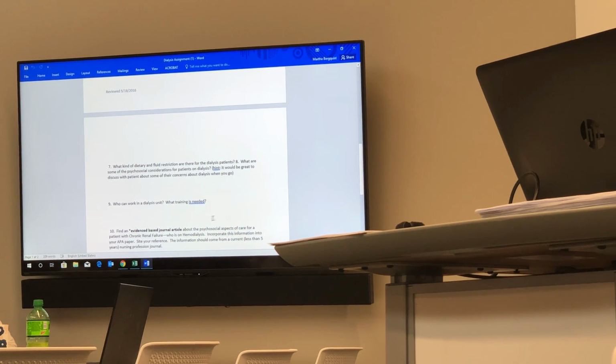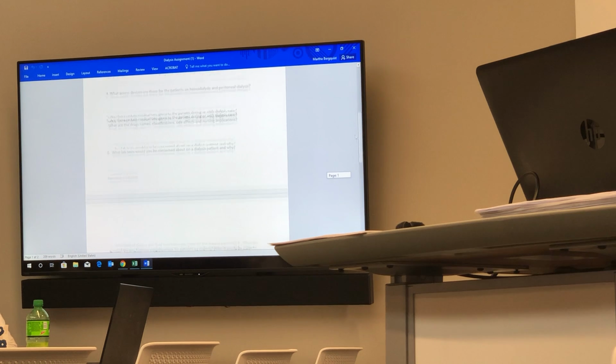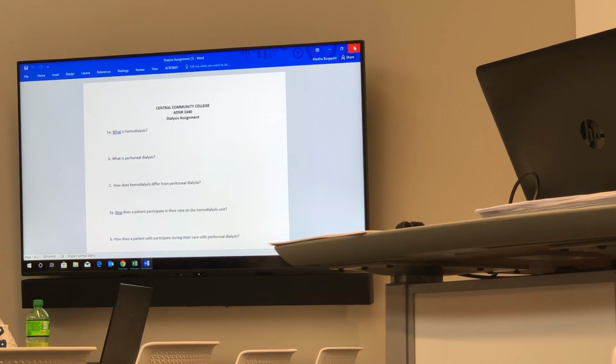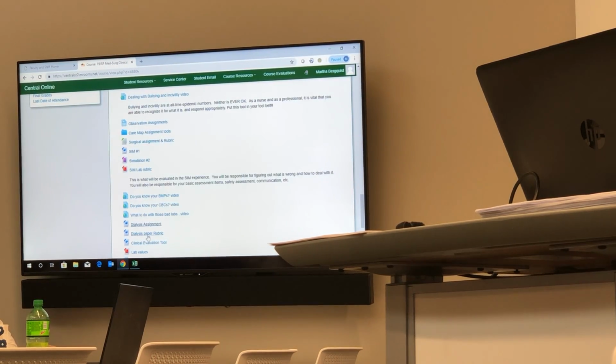And then it says find an evidence-based journal article. You don't have to do that. But do not hand me this paper with these 10 questions on it with your answer under each question. That is not an APA paper. These are merely a list of items which should be covered in that APA paper. Does that make sense to you? That way you have more direction on how to write the paper than just what was on that rubric.